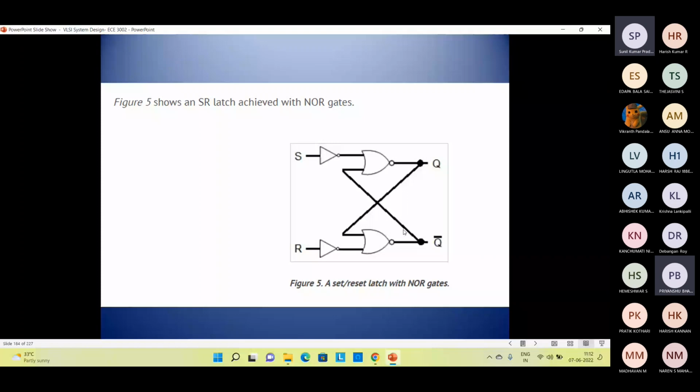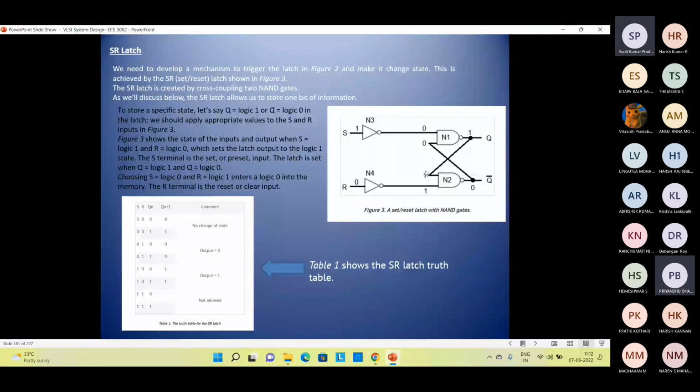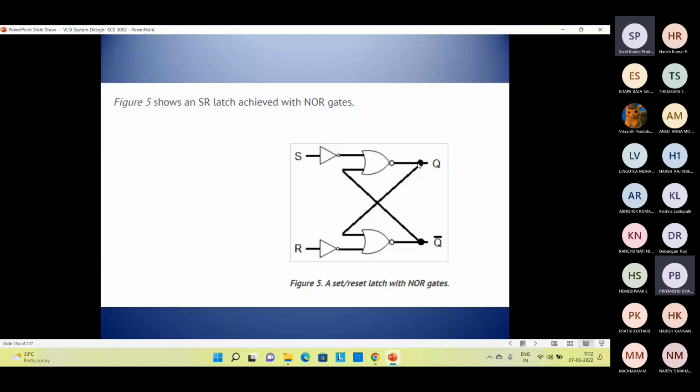Okay, so if you can see here, these are cross linked with each other. Just like in the NAND gate, we have cross coupling of the two NAND gates, similarly there is a cross coupling of the NOR gates also. So the main thing is that the output of the first NOR gate is connected to the input of the second NOR gate. Similarly, the output of the second NOR gate is connected to the input of the first NOR gate. Okay, and this is R. This is the R NOR gate, and this is connected to the input of the NOR gate. And finally, we got this output Q and Q complement. Okay. So this is the SR latch which is achieved by NOR gate.